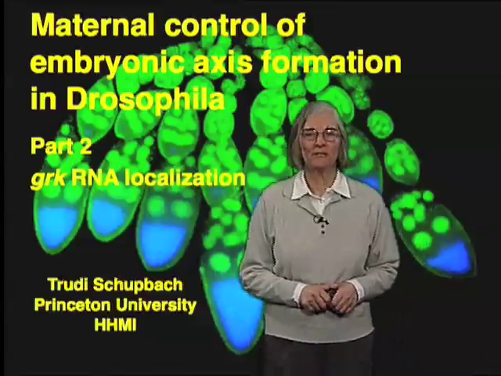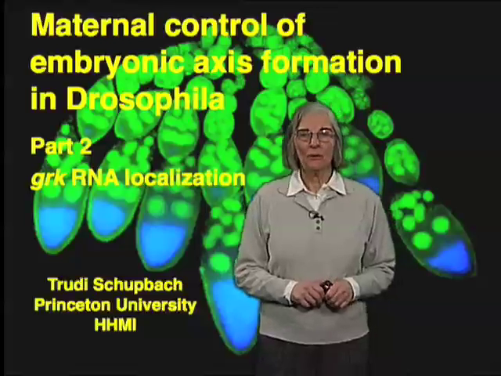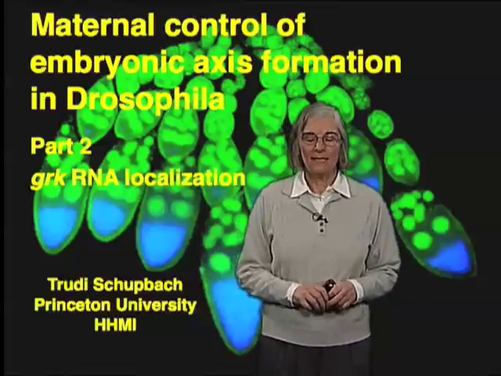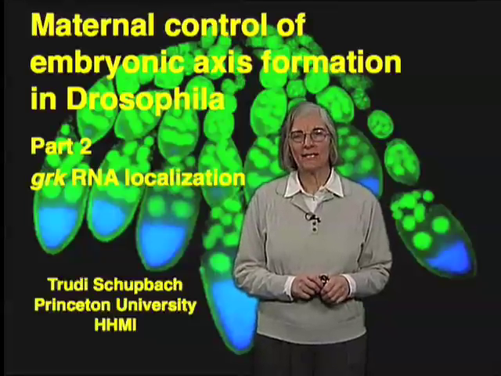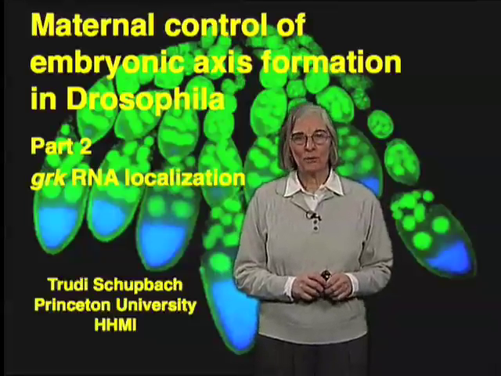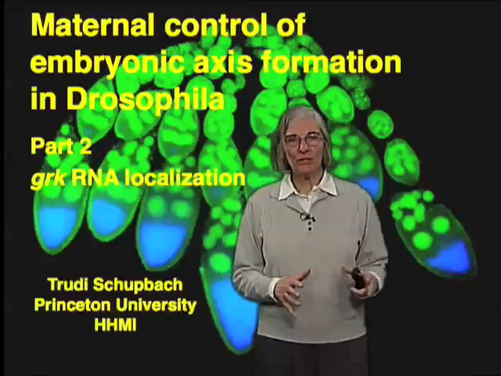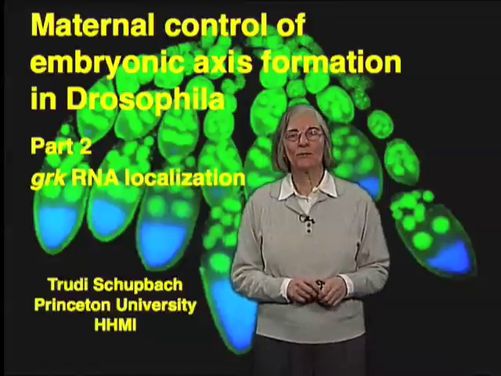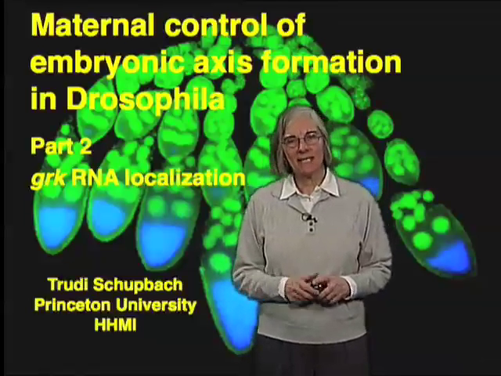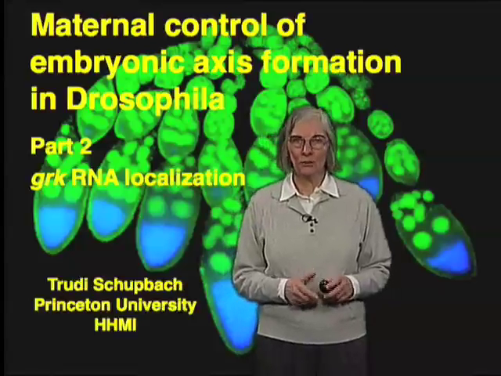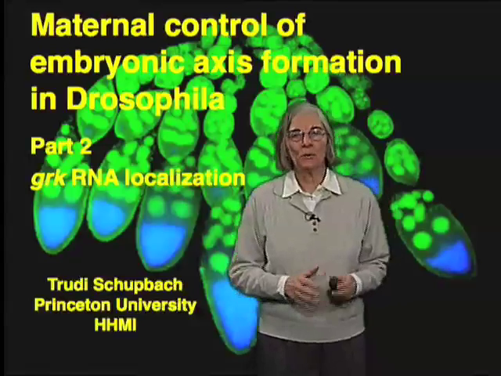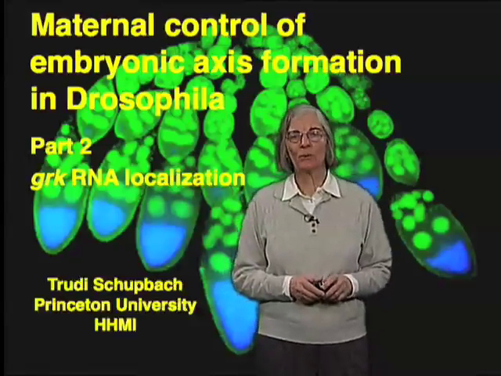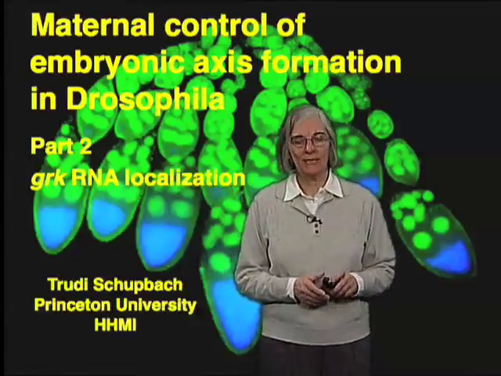In the first part of my talk, I have told you about establishment of pattern polarity during Drosophila oogenesis. I've also told you that there is a key molecule, Gurken, that gets localized during oogenesis. And in the second part of my talk, I would like to introduce you to some of the experiments that we are doing in order to understand this Gurken localization process in more detail.